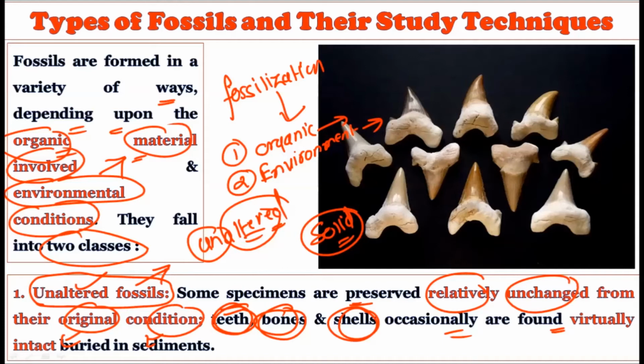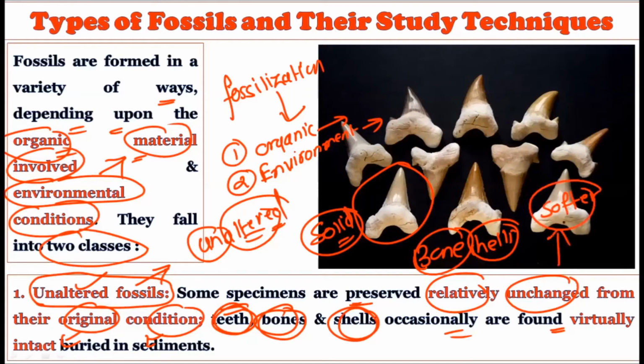So such kinds of fossils come under the unaltered fossils, right? So what are the unaltered fossils? The unaltered fossils are those fossils which remain relatively unchanged over a period of time, and they are found in the original conditions. Which type of fossils are actually found in such a condition? The teeth, the bones, and the shells. With common sense, we know that these are the general solid forms of the organism, because the softer tissue tends to decompose very quickly, but the harder tissue tends to get preserved over a period of time.